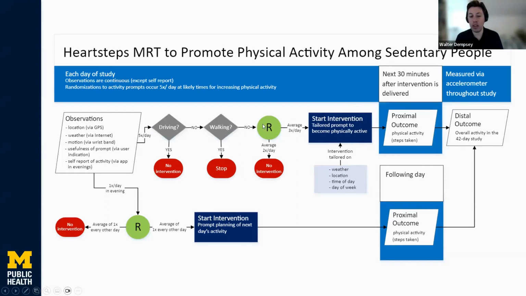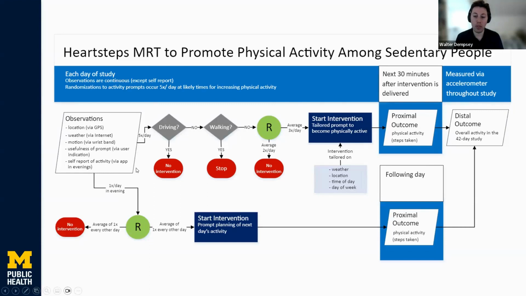And I want to distinguish between these two different features. These tailored messages are trying to improve your physical activity. And so we use the Fitbit to monitor physical activity in the next 30 minutes. What you really want to think about is this as a sequence of observations. We observe things about the individual, then treatments, where we decide to intervene or not intervene on an individual, and then outcomes.